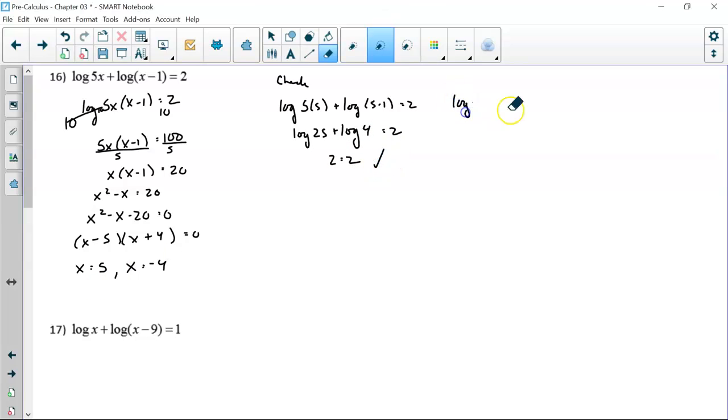Now for the negative 4: log of 5 times negative 4 plus the log of negative 4 minus 1 equals 2. We get the log of negative 20. And as soon as I see the log of a negative number, I can't take the log of a negative number. I'm not even going to look at the rest of it. As soon as I see that it doesn't exist, that negative 4 is extraneous. It didn't work. Our only solution is x equals 5.